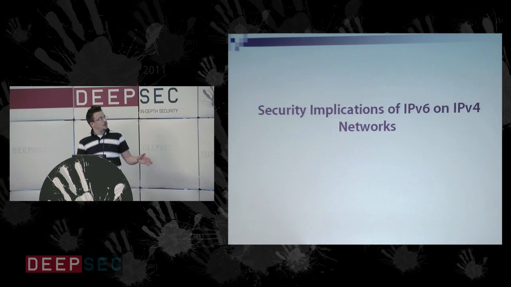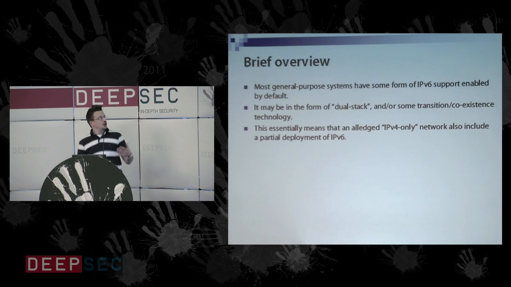And finally, some words on the security implications of V6 on V4 networks. Usually people think that, well, if my network is V4 only, I don't really care about IPv6, I have not deployed it. But the thing is that, as I said before, most general purpose operating systems do have support for native IPv6 and also for transition technologies. So that really means that even if you have what's supposed to be an IPv4-only network, you really have a partial deployment of IPv6 anyway.